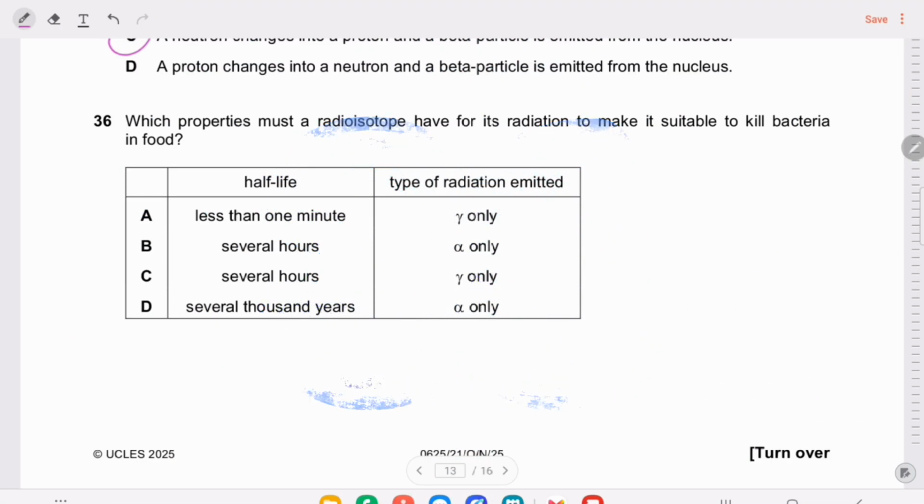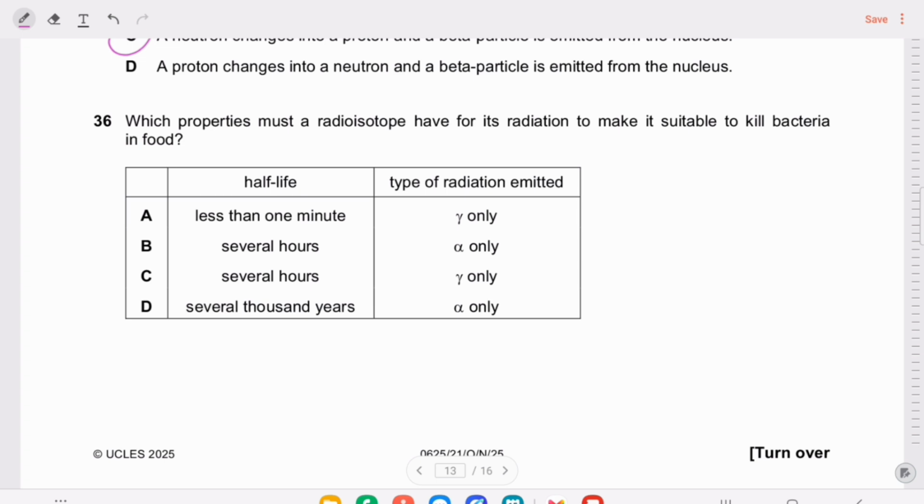Which property must a radioisotope have for its radiation to make it suitable to kill bacteria in food? Think carefully about both the radiation type and the half-life. To kill bacteria inside food, the radiation must penetrate the food. Alpha particles cannot do this. Gamma rays can. So we need gamma radiation. The source should remain useful for a reasonable period. Several hours is suitable. Less than 1 minute would be impractical. Hospitals sterilize equipment using gamma radiation because it can reach areas that ordinary cleaning cannot.